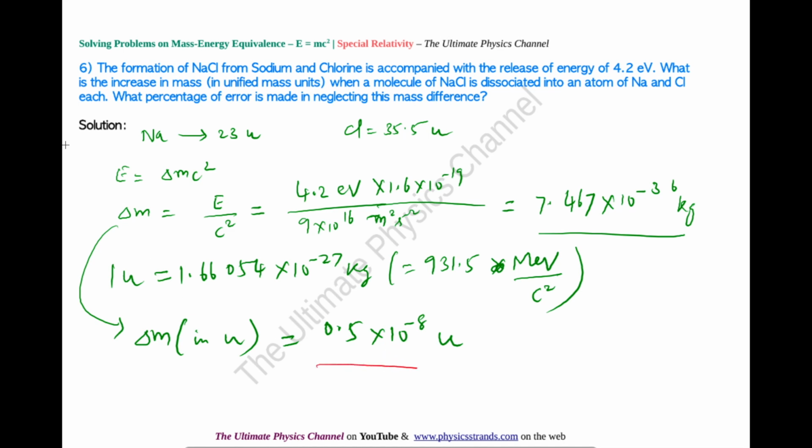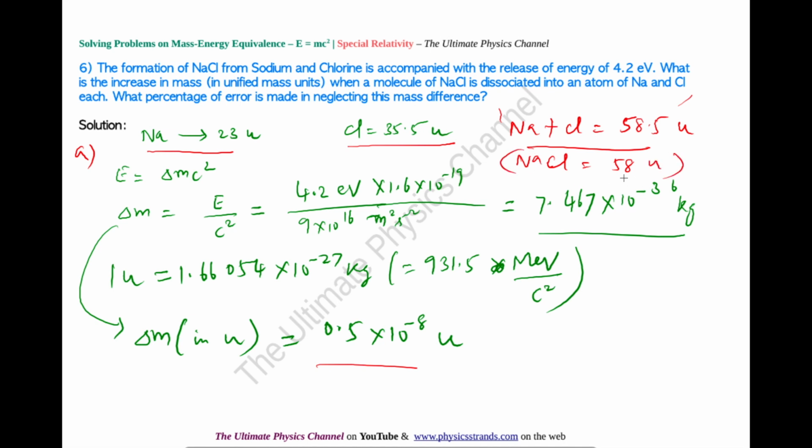So the first part is: what is the increase in mass when a molecule of sodium chloride is dissociated into sodium and chlorine, because sodium chloride is formed from sodium and chlorine. So we have taken individual masses of sodium and chlorine, and sodium plus chlorine together is 58.5 U. But for the sodium chloride formation, there is a mass defect. That is the difference in this mass to the actual sodium chloride mass. Based on what is given here, it is 0.5 into 10 power minus 8 U is the difference.